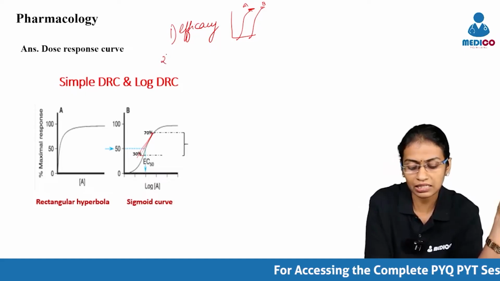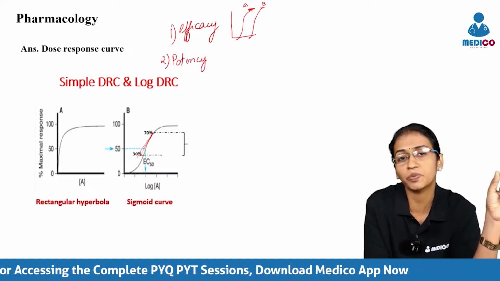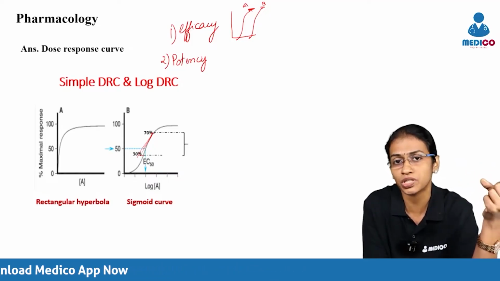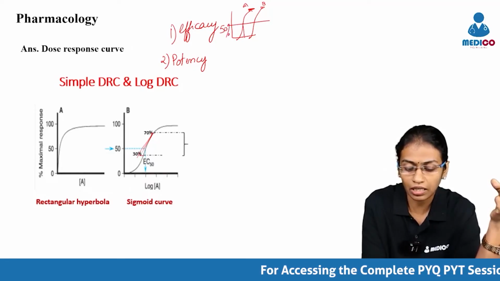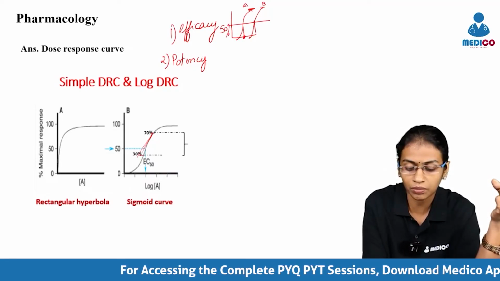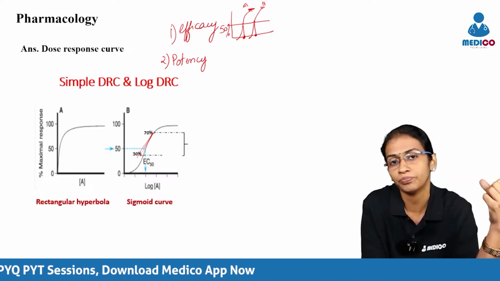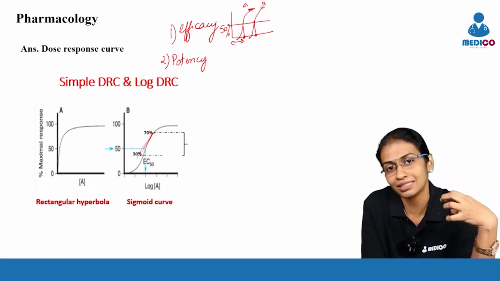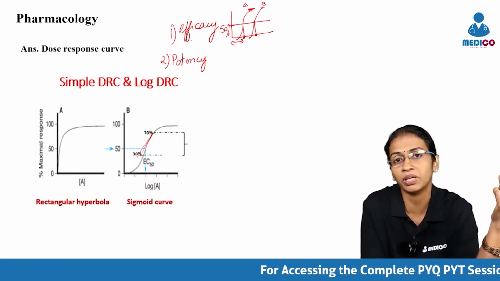The second thing that we can get from this is potency. What is potency? The amount of drug that is required to produce a response. For example, if you want to take 50% of response, drug A requires this much dose, drug B requires this much dose to produce a response. So which one is more potent? Drug A is more potent because it requires the least amount to produce this response. So that is the second thing that we get.